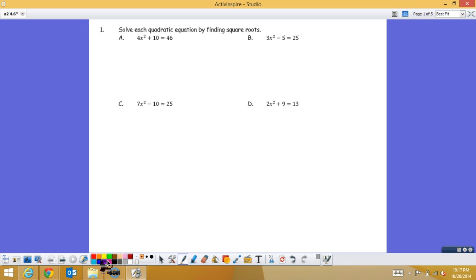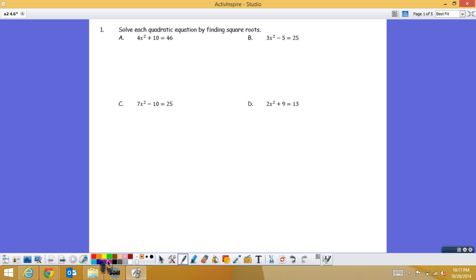today. But in this section, these first four examples, you will notice that there is no x term. There's only x squareds and constants. So one thing you can do when faced with this type of situation is to get the x squared by itself first, and then take the square root of both sides.